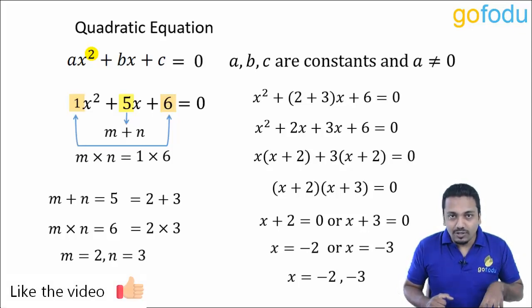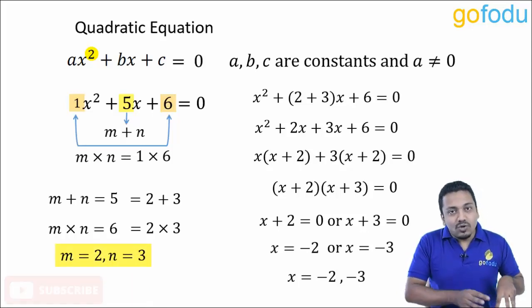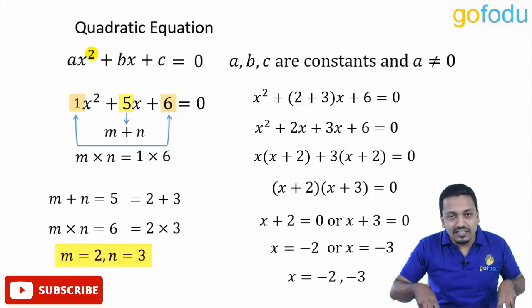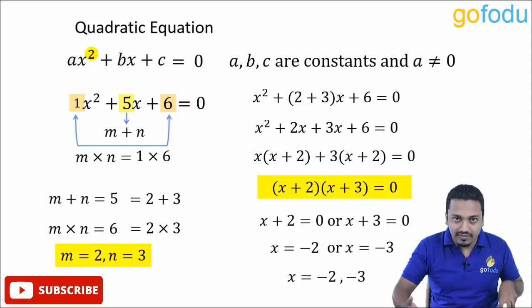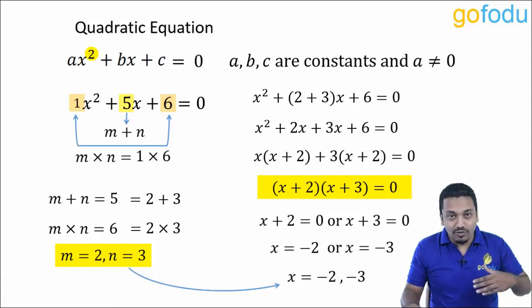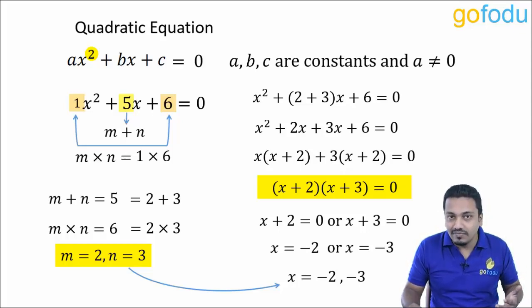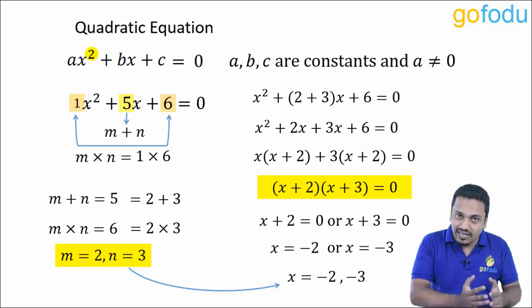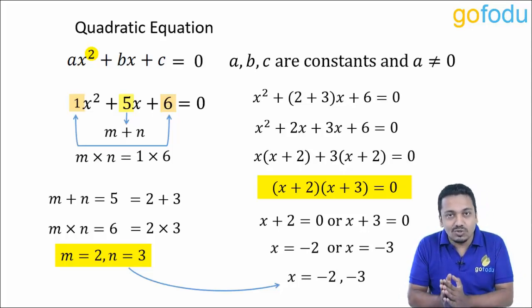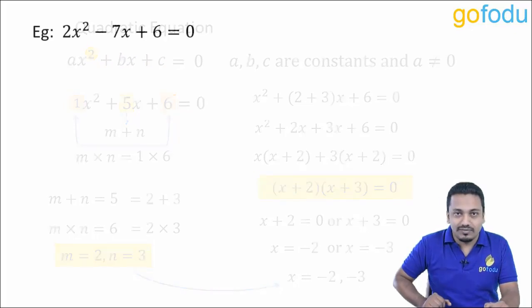Now there is an important thing to note here. Values of m and n were 2 and 3, and from there only we could have said that the equation will factorize as x plus 2 into x plus 3 and the roots will come out as minus 2 and minus 3. So from the values of m and n, once you have found the two numbers to break the middle term, no need to solve further. We could have directly said that m and n are 2 and 3, so the answer will be minus 2 and minus 3. Now this point will be clear from the second example.